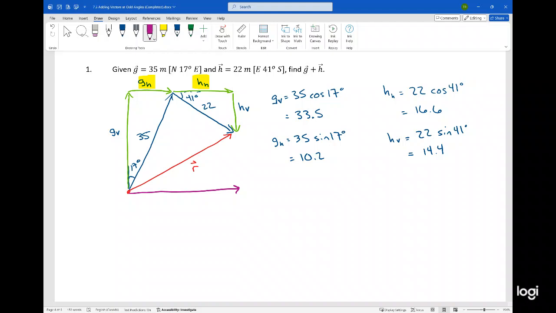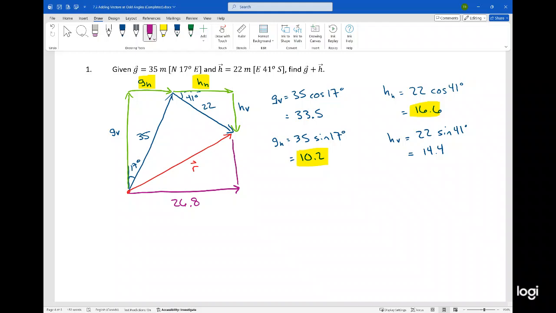So that's going to be 30, oh wait, I want to make sure I get the horizontal. That'll be 10.2 plus 16.6. Those are the two horizontal pieces. So really quick, 10.2 plus 16.6. That's going to be 26.8. So that's the total distance across there.